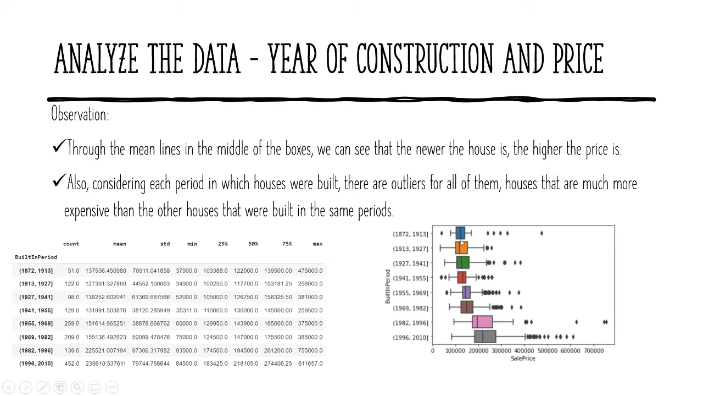As through the middle line of the boxes, as you can see, the mean increases as the level of recency of the house increases. The more recent the house was built, the higher the price seems to be.